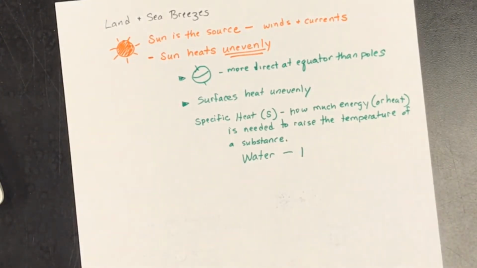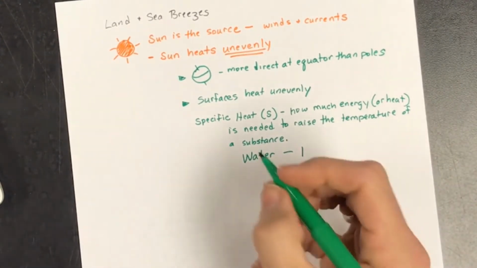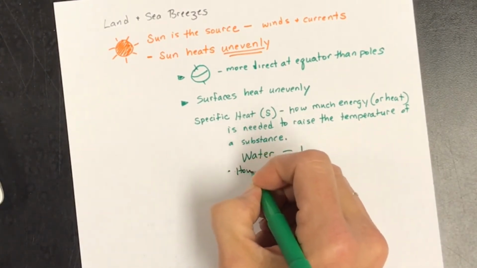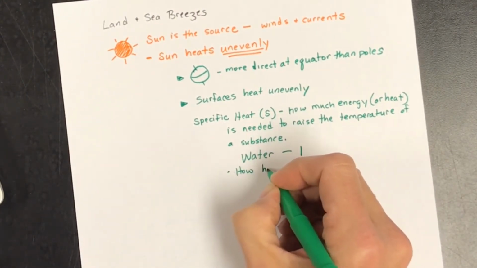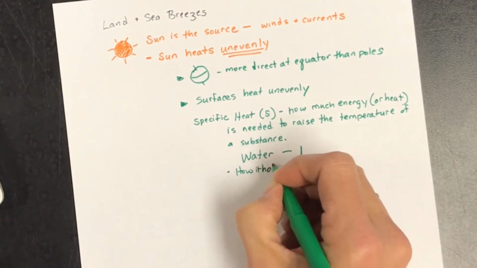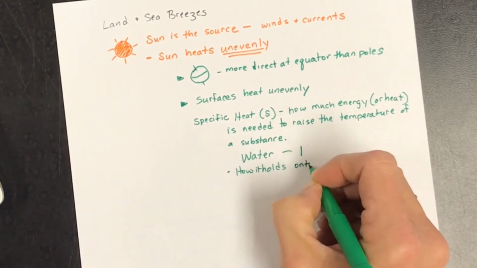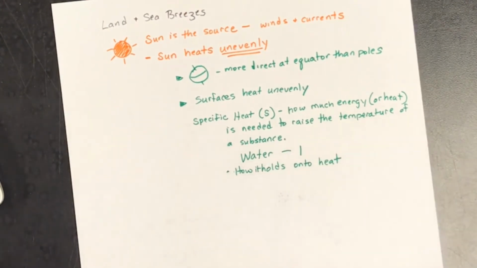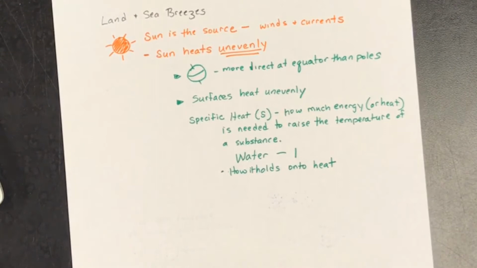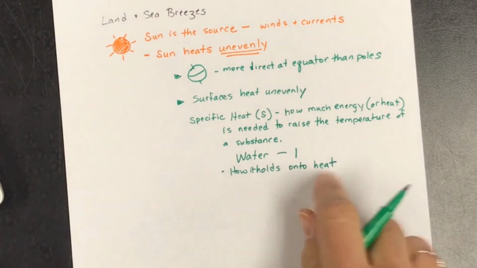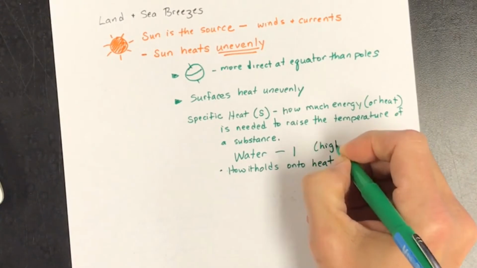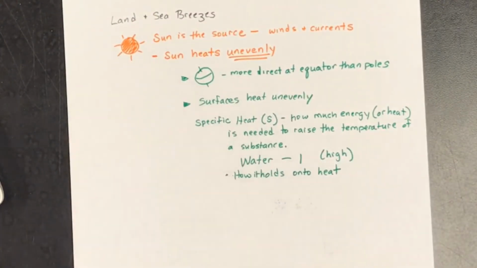So the specific heat also gives us a sense of how the substance holds on to or retains heat as well, because it kind of wants to stay how it is. That's why it takes a lot of energy to say boil water or to raise the temperature of water, and that has to do a lot with what we're talking about now with land and sea breezes. So water has a very high specific heat. So 1 is actually quite high. It has a high specific heat in comparison to other things.